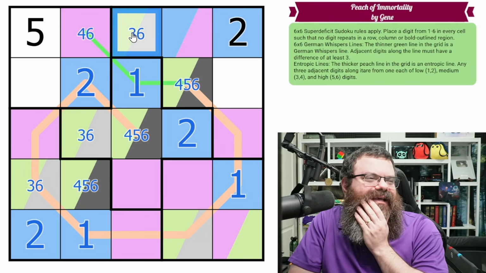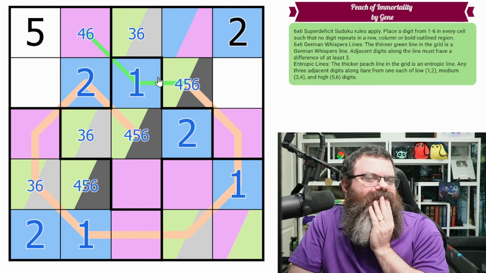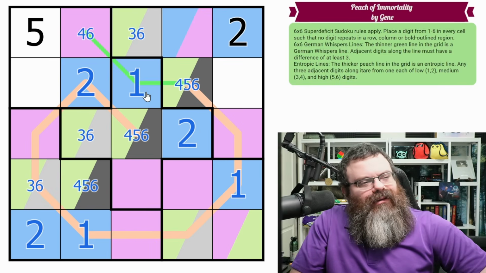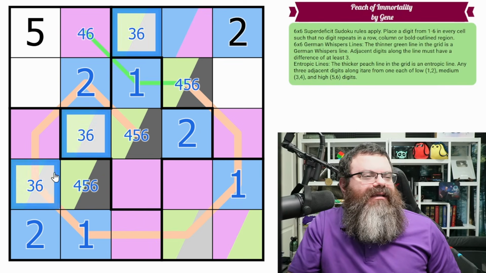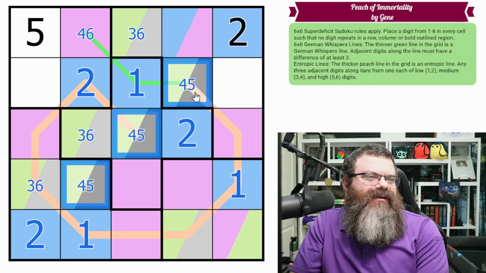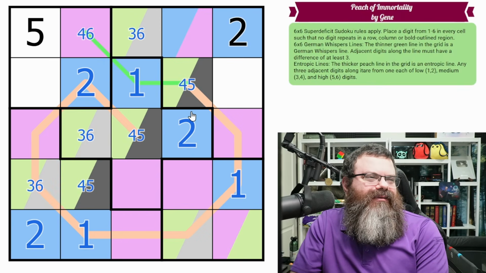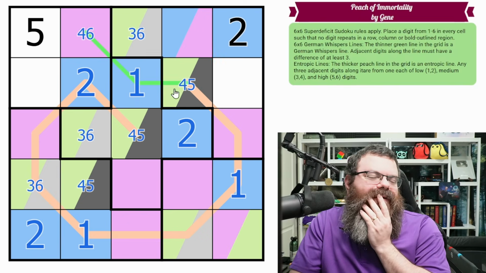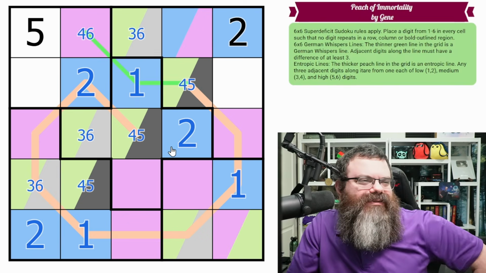It sees this 5. Okay. Which means that these can't actually be 6, because they have to be different than gray. So there's a 4, 5 only. Really unfortunate. Not super helpful.